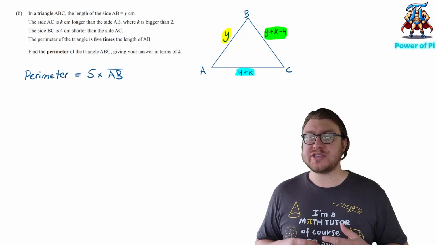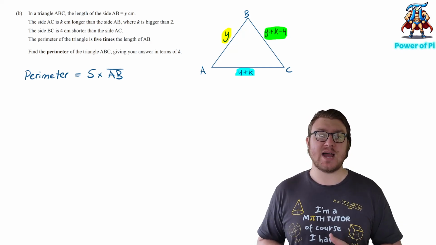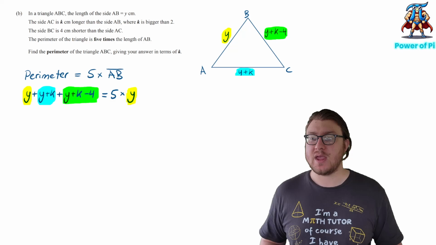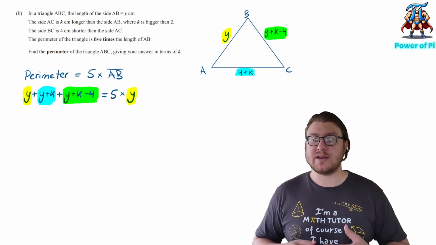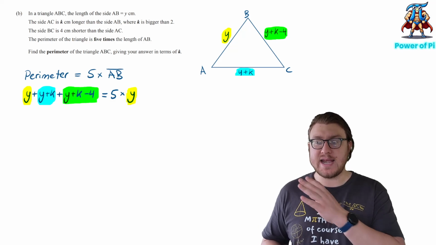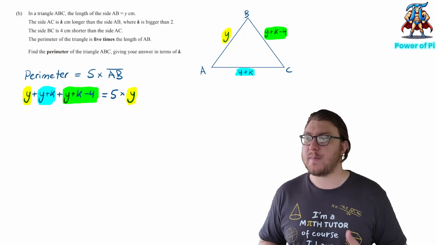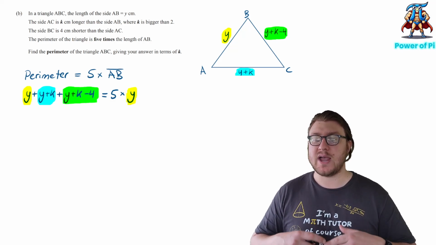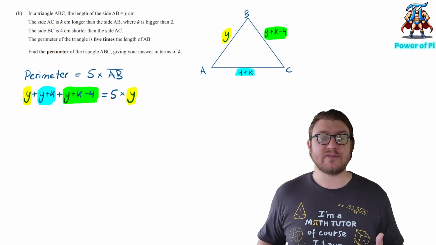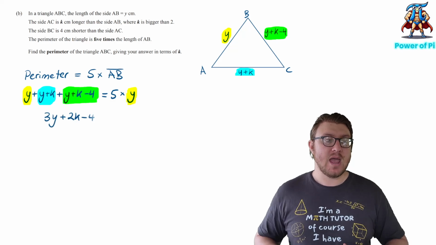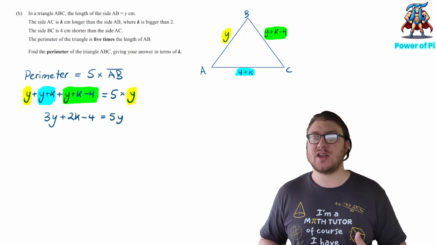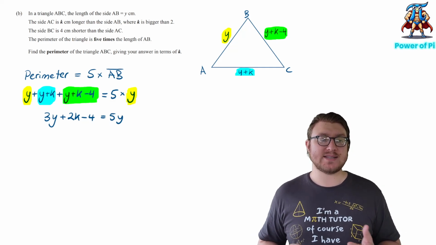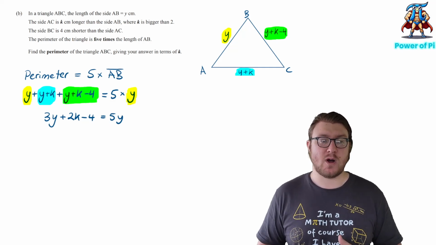The question also tells us that the perimeter is 5 times the length of AB. Well, the length of AB is just y. So the expression for the perimeter is adding all 3 sides together. I have marked them in 3 different colors so you can see which ones I'm talking about. So adding all of those sides together should give us 5y. Now this equation we can simplify a little bit by putting all the like terms together, and we get 3y plus 2k minus 4 is 5y.